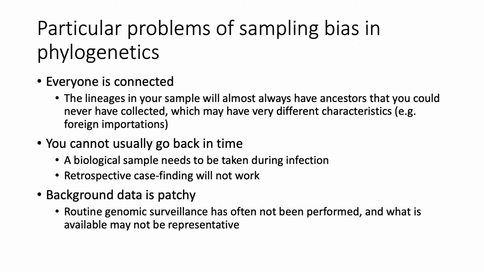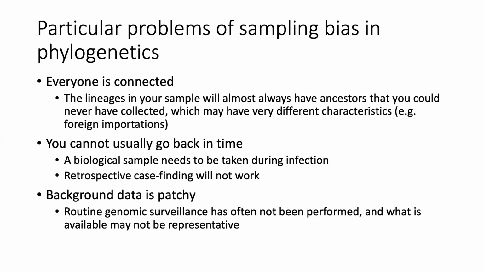So I was thinking about this, and I thought there were maybe three particular problems when it comes to sampling bias in pathogen phylogenetics. Firstly, the idea that everyone is connected, or all the lineages are connected. So the lineages you take in your sample will almost always have ancestors that you could never have collected. You might never have collected them because they were somewhere you didn't sample, or sometime you didn't sample. Those are the two basic places you might be missing, and those may have very different characteristics. For example, if you're sampling in one country and you have lineage importations from another, which you never sampled, then you've got no way of finding those lineages.